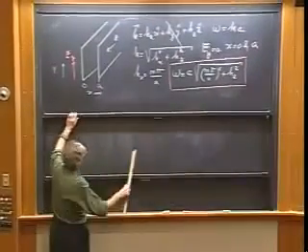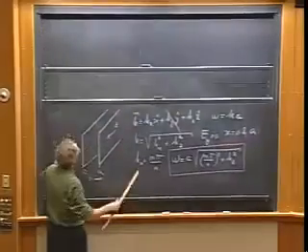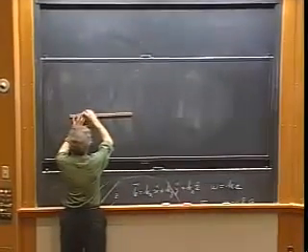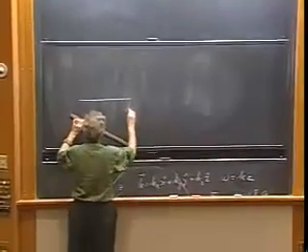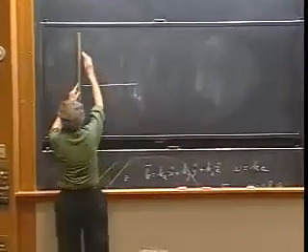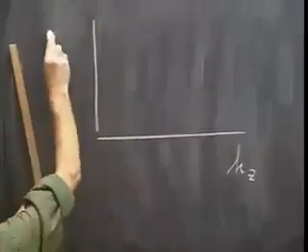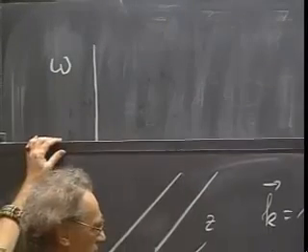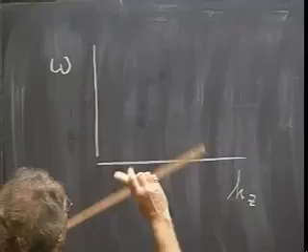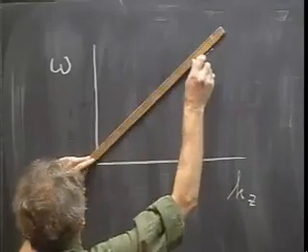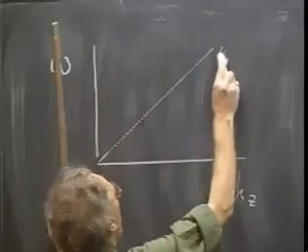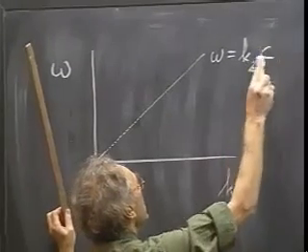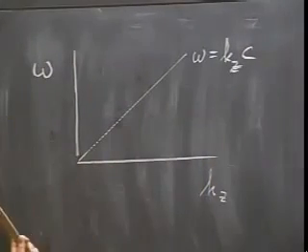I will raise this later again because I want to work over my head so that you can see what I'm doing. So this is kz and this is omega, and I am going to plot for you this relationship. This line would be omega equals kz times c. That would be non-dispersive.